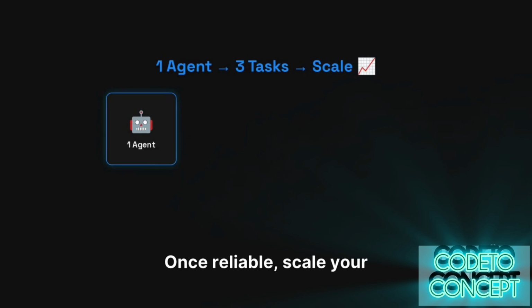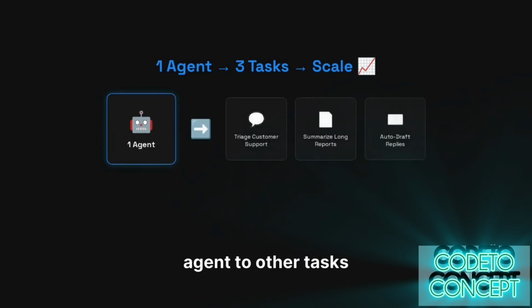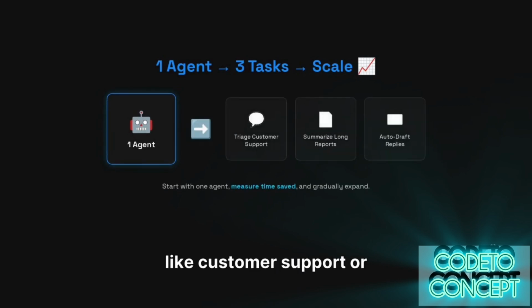Once you have a reliable agent, scale to other tasks: triage customer support, summarize long reports, and auto-draft replies. Start with one agent, measure the time saved, and gradually expand.